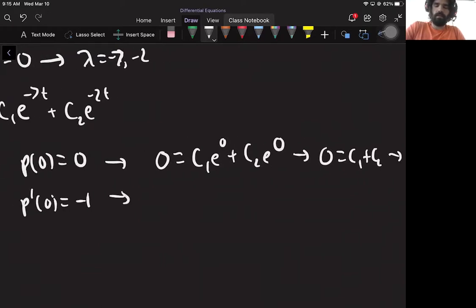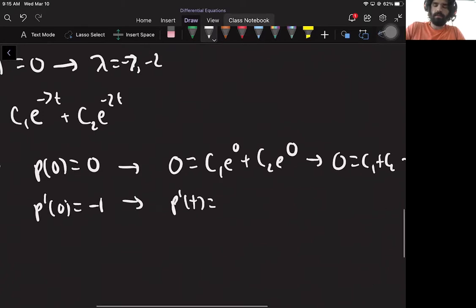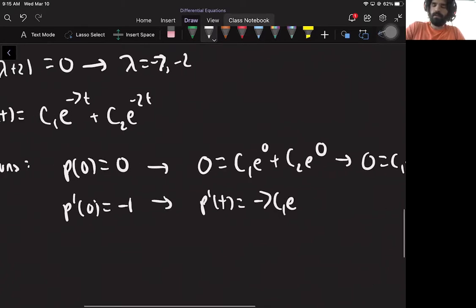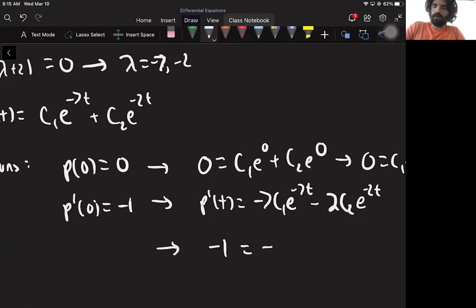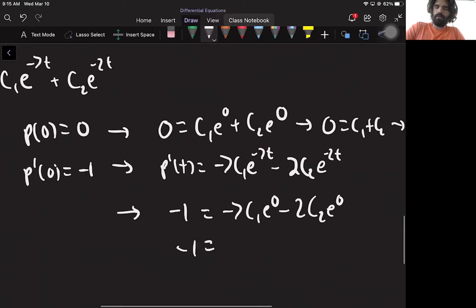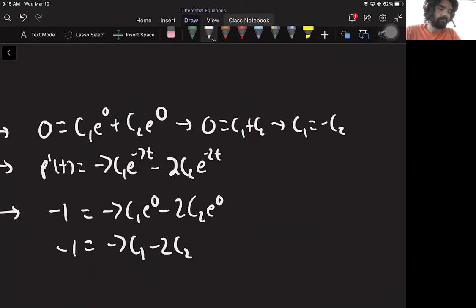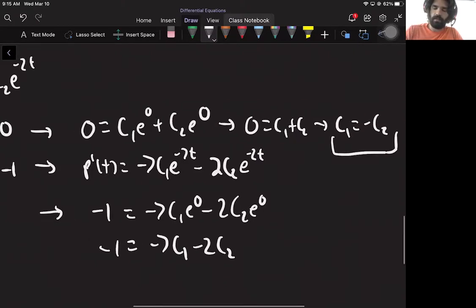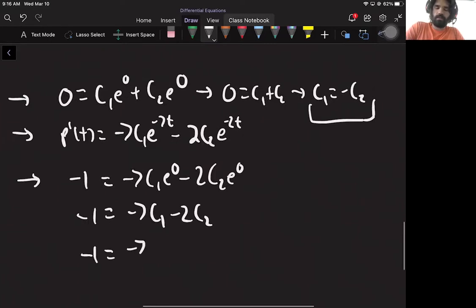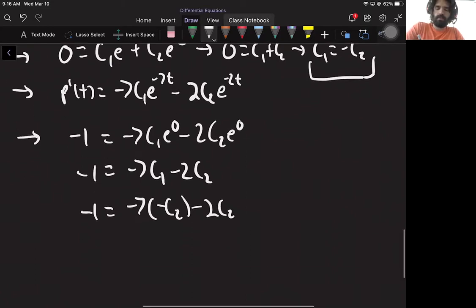The other one tells us that, well, at first I need the derivative. It's going to be negative 7 C1 e to the negative 7t minus 2 C2 e to the negative 2t. So then I can say that negative 1 equals negative 7 C1 e to the 0 minus 2 C2 e to the 0. Negative 1 equals negative 7 C1 minus 2 C2. And then I can use this over here. So I'll change C1 into negative C2, and then I'll be able to solve. Lots of algebra to not mess up, so just be very careful.